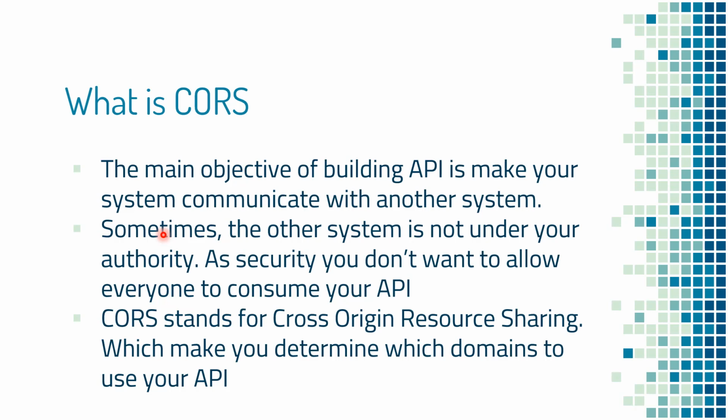As I said, the main objective of building an API is to make your system communicate with another system. Sometimes the other system is not under your authority, so you cannot just trust it. As a security measure, you don't want to allow everyone to consume your API. You have to be able to allow or whitelist the people that you want to communicate with your API. So CORS stands for cross-origin resource sharing, which lets you determine which domains can use your API.